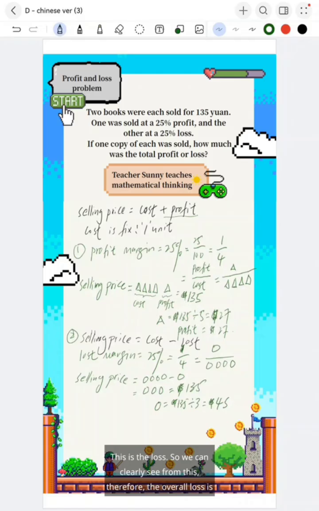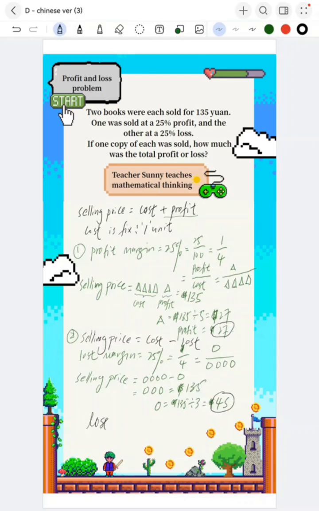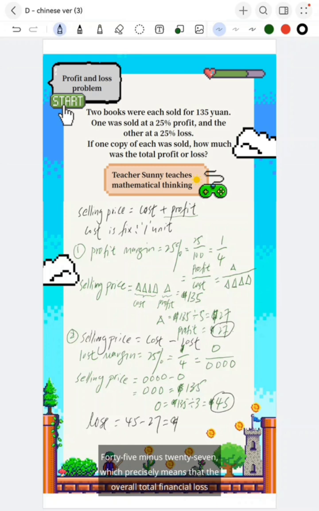So we can clearly see from this that the overall loss is greater than the profit. So overall, is it a profit or a loss? Of course it's a loss. Overall, it's still a loss because the amount lost is greater than the profit made. So how much was lost in total? Altogether, it's a loss of 45 minus 27, which means the overall total loss is 18 yuan. So that's the answer. Did you get it?